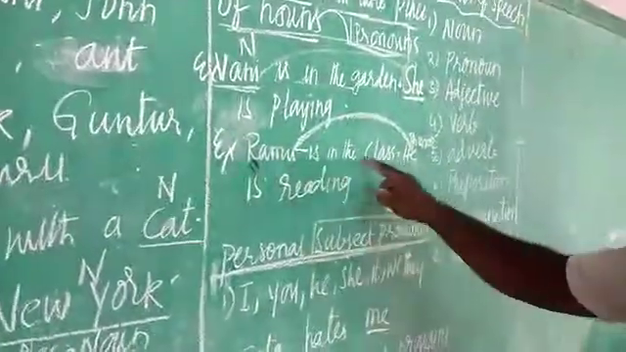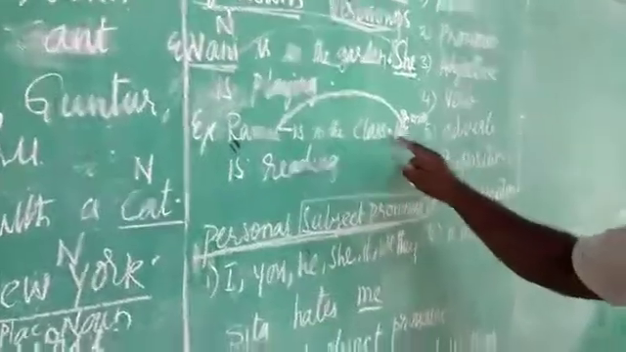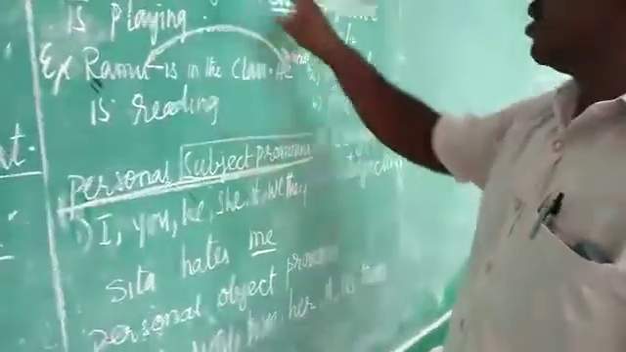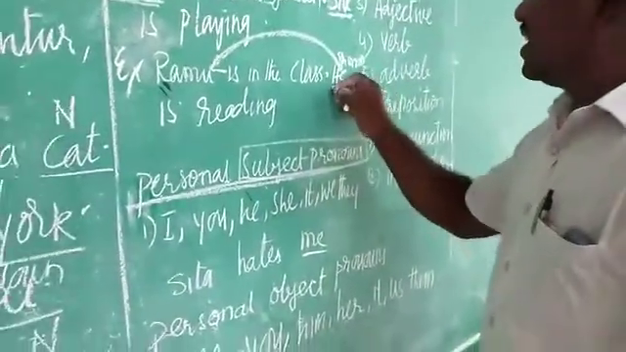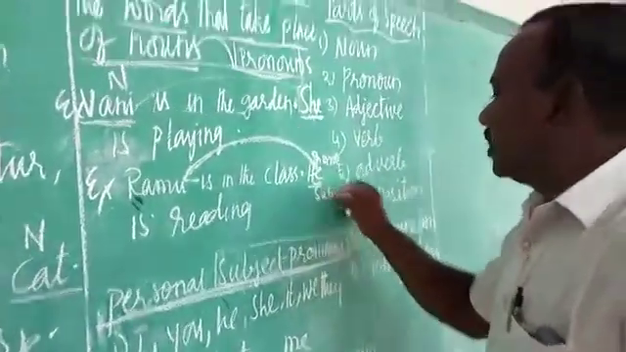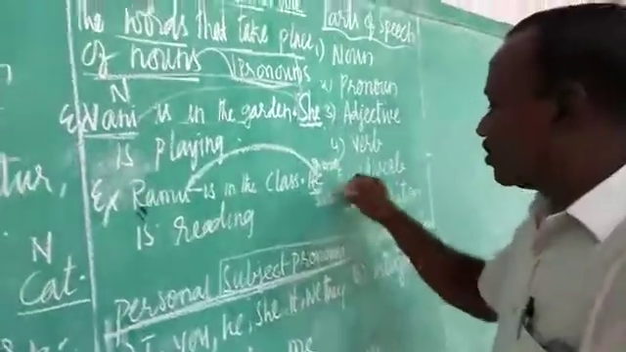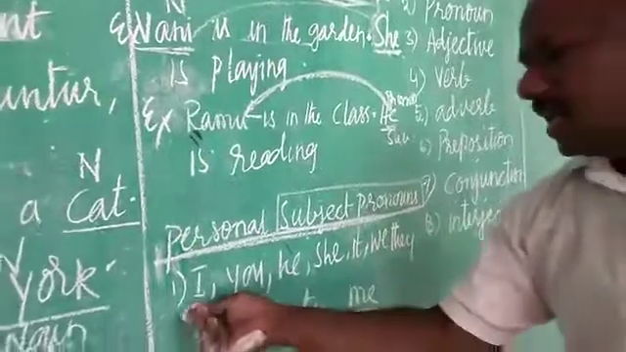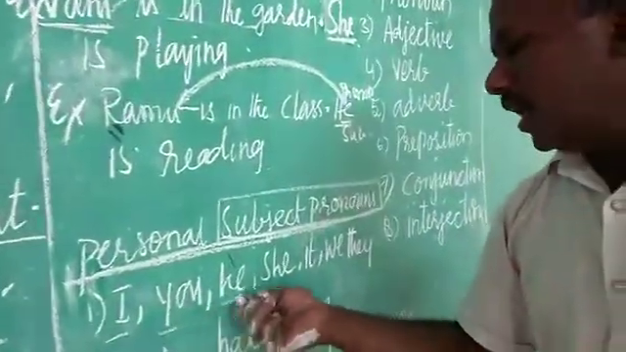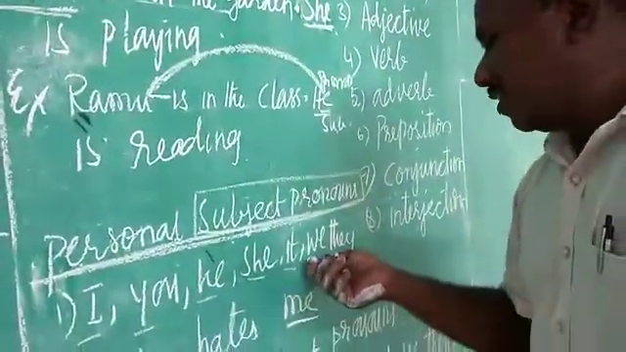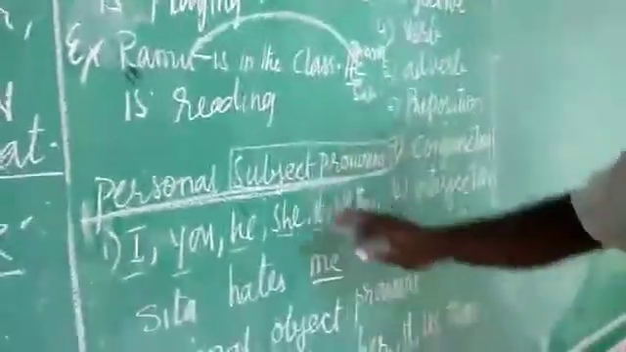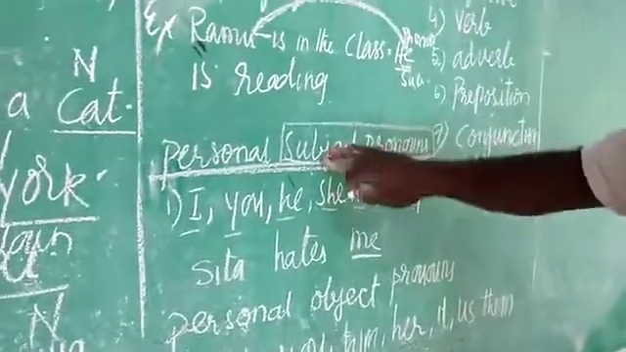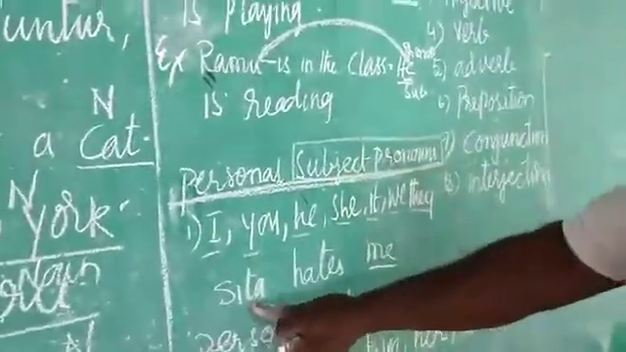Here, Ramu is in the class. This is one sentence. He is reading. Here we are talking about Ramu, which is a noun. Instead of the noun, we are taking a pronoun. Here he is the subject, and it is a pronoun, so it is called a subject pronoun. So we have subject pronouns like I, you, he, she, it, we, they. All these are called subject pronouns, which you can use as subjects, children.